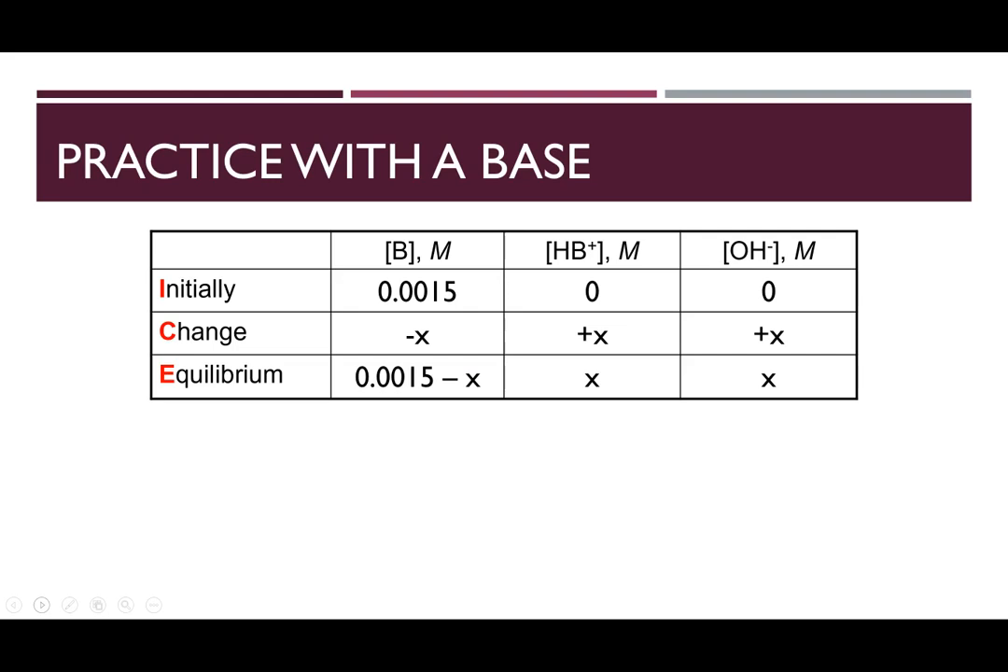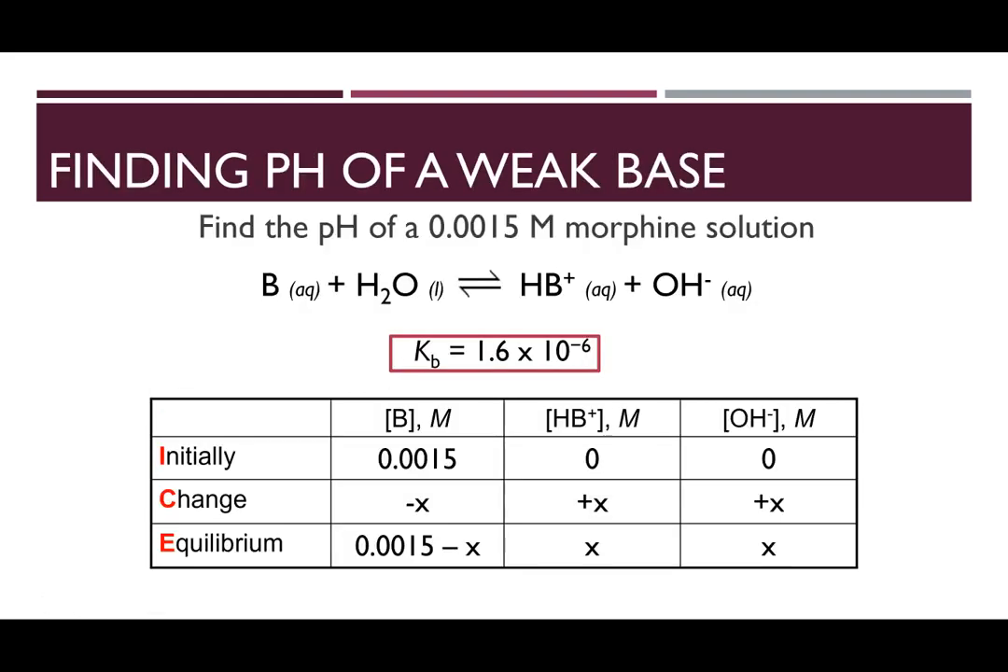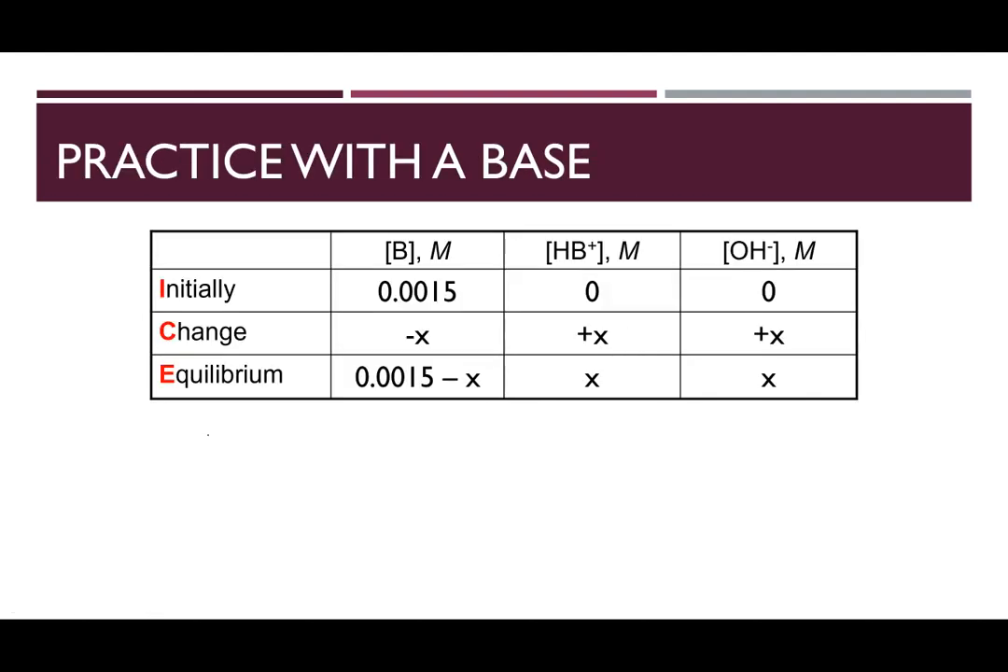Now we need to plug this into our Kb equation and solve for x. So Kb equals 1.6 times 10 to the negative 6th.